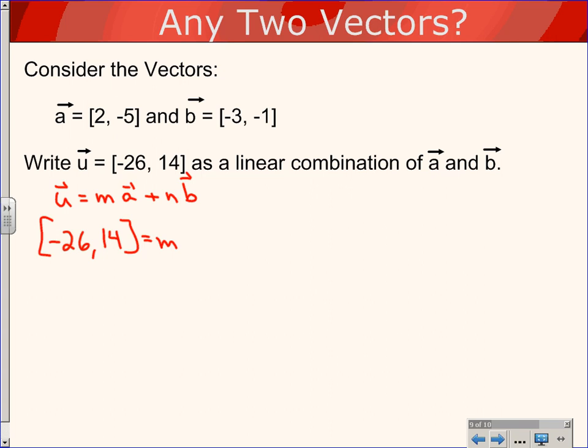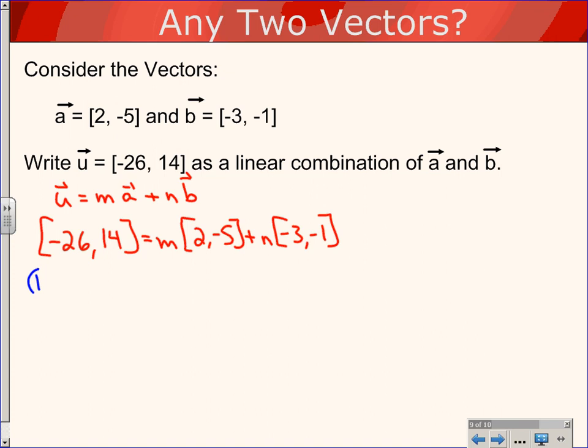And that's going to be some number times vector a, which is (2, -5), plus some other number times (-3, -1). Now, technically we have two variables, right? We have m and n, and we're trying to figure out both of them. It kind of looks like we just have one equation, but we really don't. We have two. We have an x component equation, and we have a y component equation.